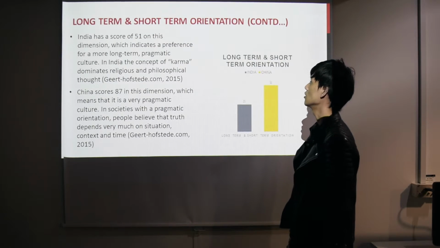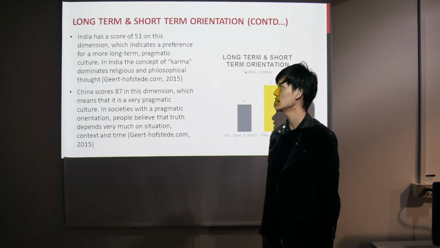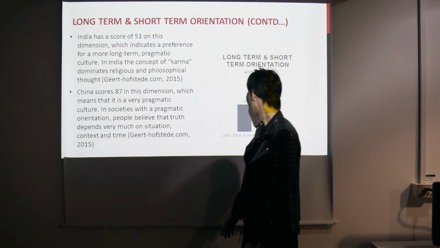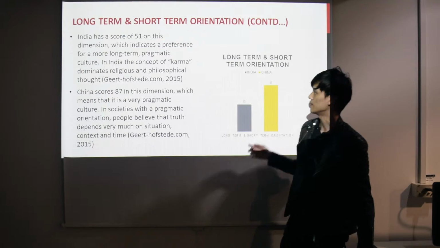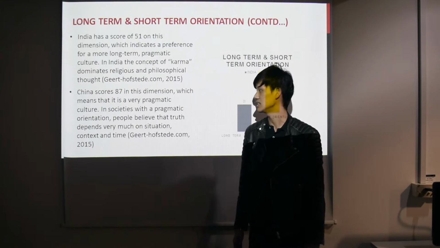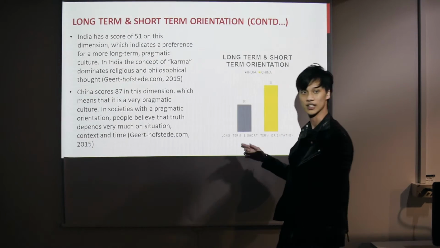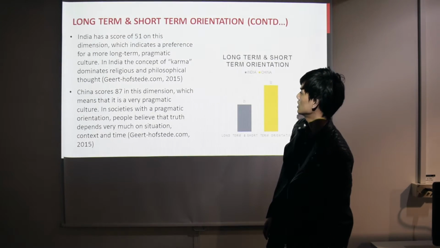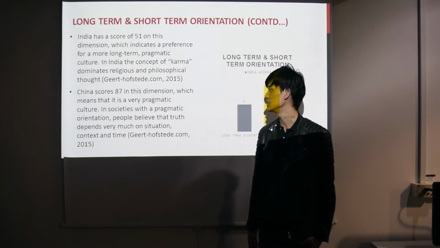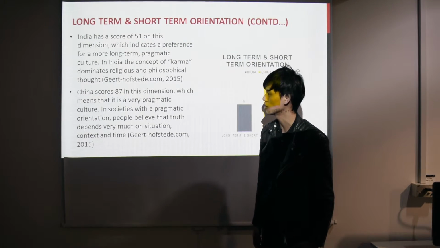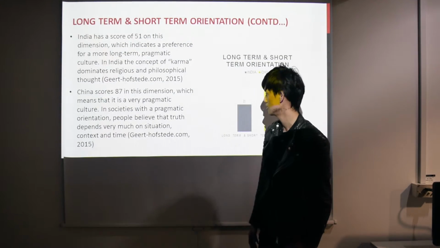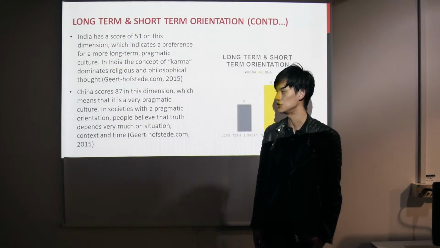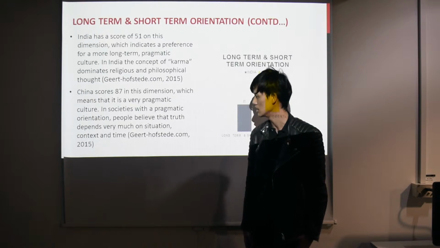I'll continue with the long-term and short-term orientation. India has scored 51 on this dimension, which is here, and China has scored 87 in this dimension, which is here. For India, the concept of karma dominates the religious and philosophical thoughts. As for China, in societies with a pragmatic orientation, people believe that the truth depends very much on situation, context, and time.